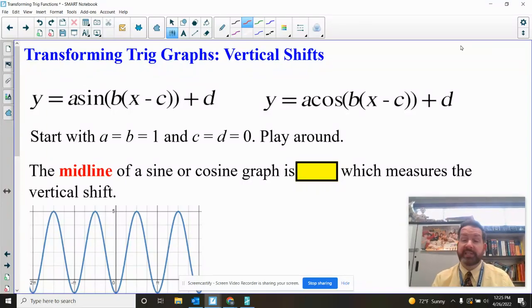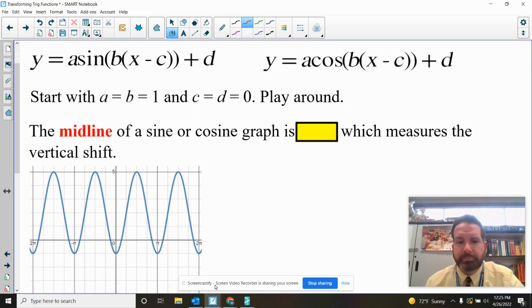So of the four transformations we're going to talk about, this one's the easiest, at least in my opinion. What we're interested in is which of these values makes our graph go up and down. So if you've already played around a little, I hope you figured it out. If not, do a quick pause, play around with A, B, C, and D, see if we can figure out what makes it go up and down.